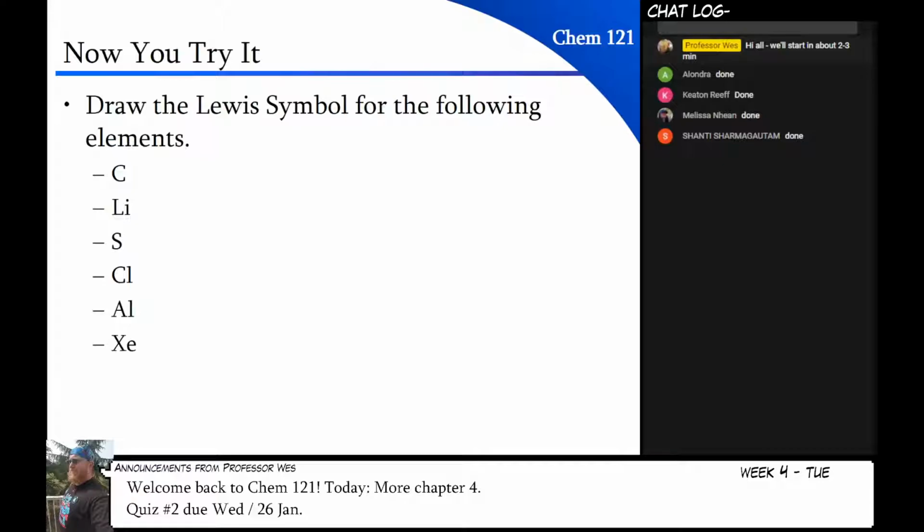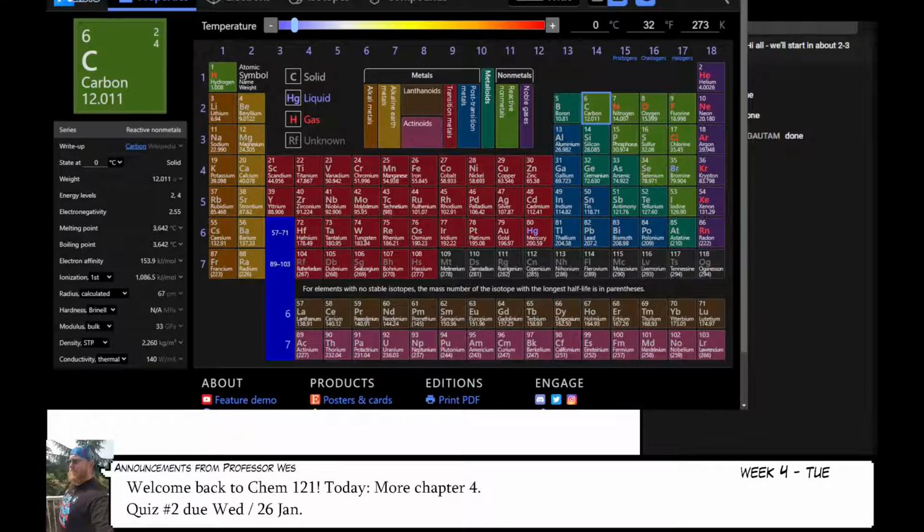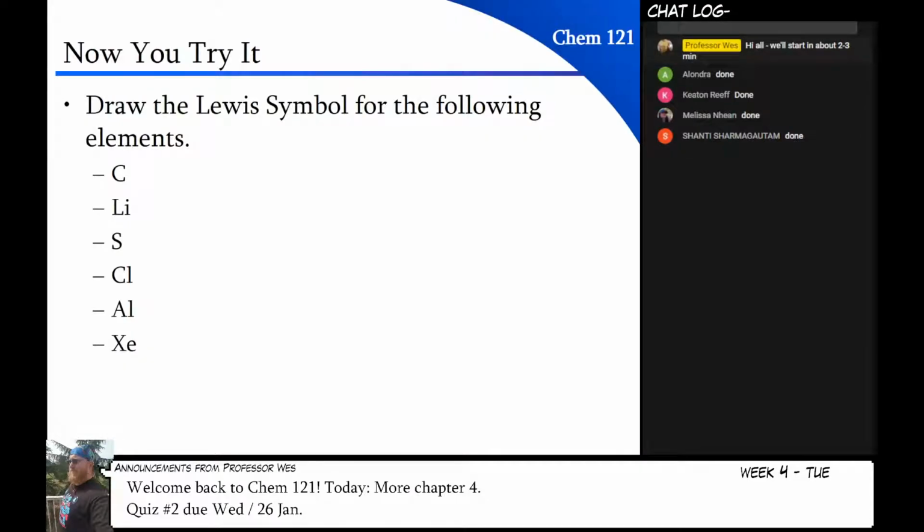All right, let's go over the answer here. So, if I pull up the periodic table here, you could see that carbon is in group 14. The ones digit is a 4. So that must mean that carbon has 4 valence electrons. So what I would do is I would do this. So here's my carbon. I'd go 1, 2, 3, 4. There you go.